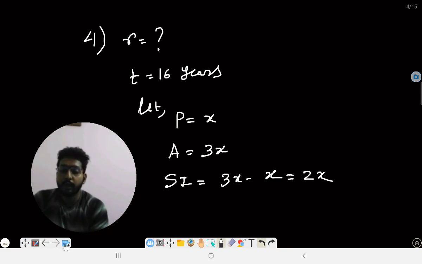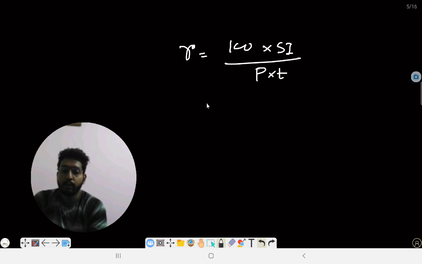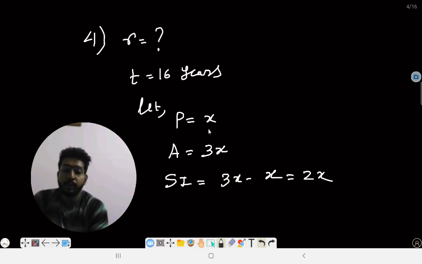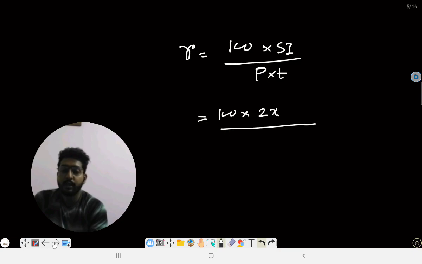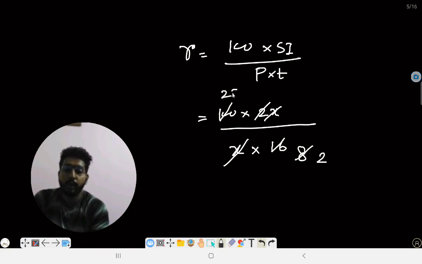Now you have to find the rate. Now how to find rate? The formula is 100 into SI by P into T. So here 100 into SI, the SI is here 2x, by P into T. Now look at this, the P here is x and time is 16. So x into 16. So here x and x cancel out. By 2 it will be 8. Now by 4 it will be 2, and by 4 it will be 25. That means 25 by 2, that is 12.5%.